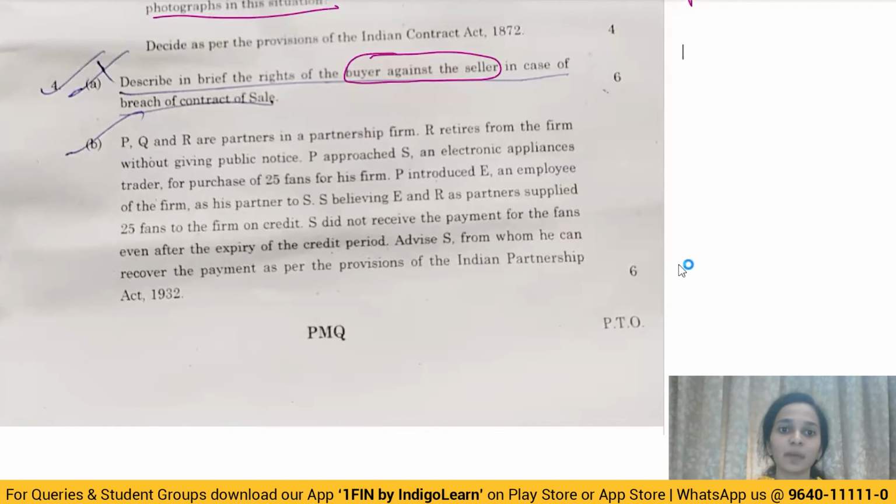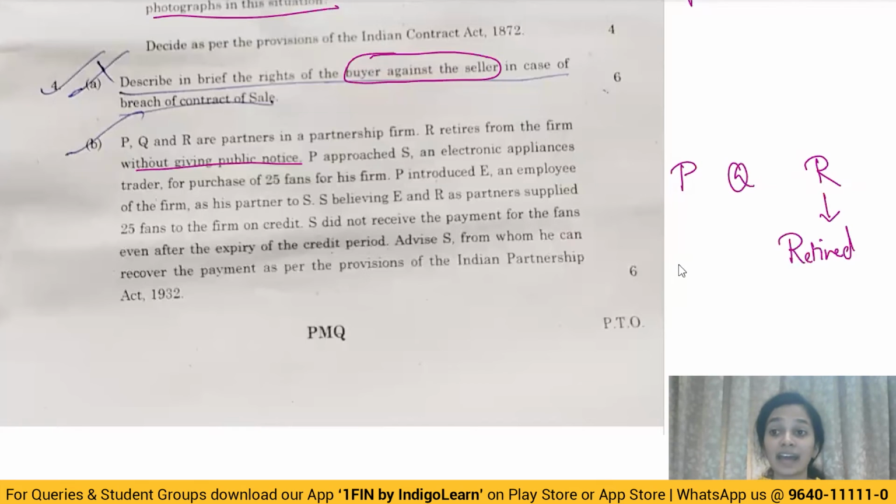P, Q, and R are partners in a partnership firm. R retires from the firm without giving a public notice. So Mr. R has retired from the firm without giving any public notice. There are three partners, P, Q, and R, out of which R has retired. And R has not given a public notice of retirement.